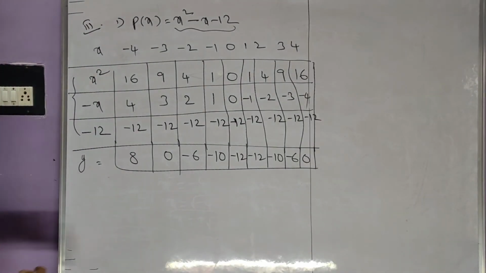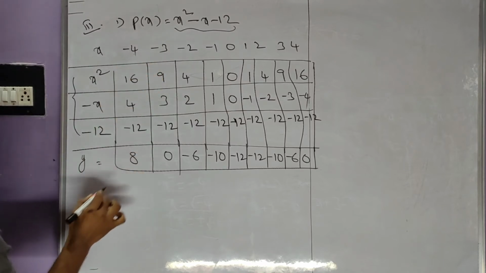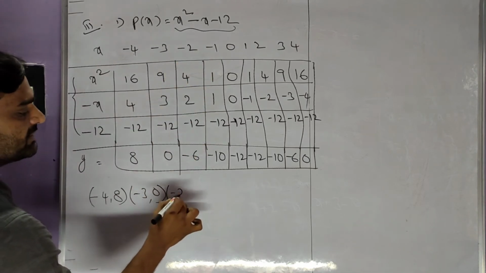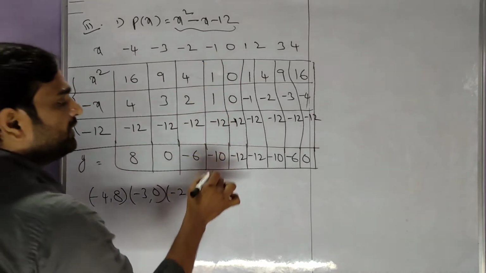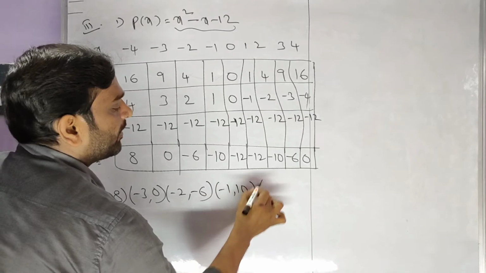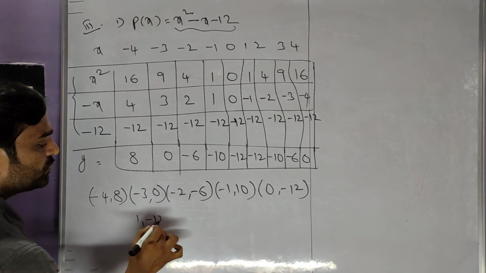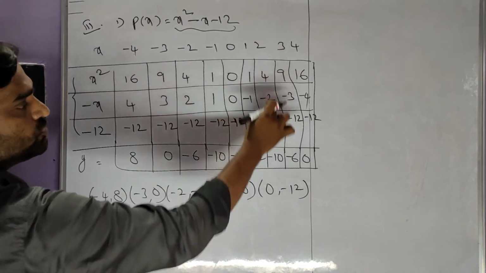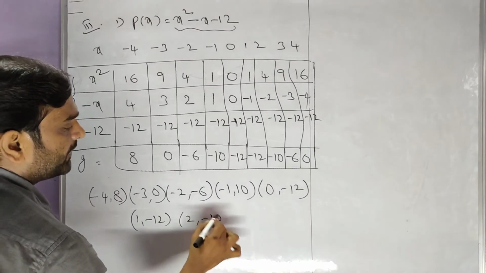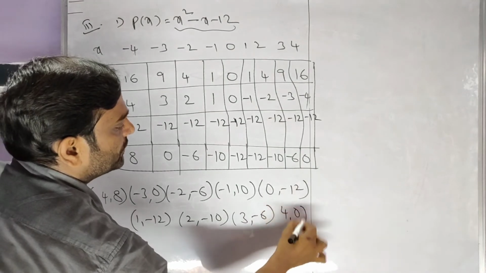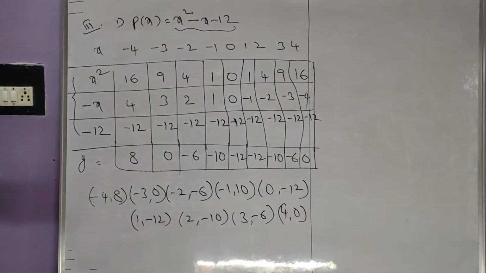We got the ordered pairs: for minus 4, 8. For minus 3, we got 0. Minus 2, minus 6. Minus 1, minus 10. 0, minus 12. 1, minus 12. And 2, minus 10. 3, minus 6. And 4, 0. We got the ordered pairs like this. Now plot these ordered pairs in a graph.